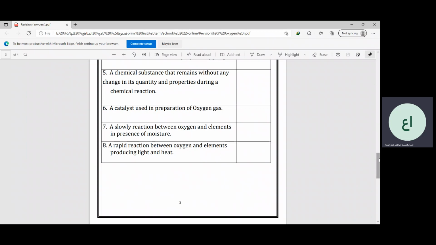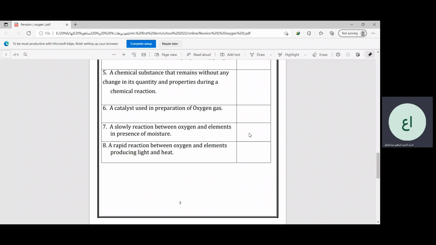اوكي. Number 6: a catalyst used in preparation of oxygen gas. ده اللي أنا لسه قايلة ايه هو الأكسجين ايه هو الكاتاليست اللي هو used in preparation of oxygen gas؟ كان المنجنيز داي أكسيد. بأكد تاني على كلمة داي أكسيد. اوكي، منجنيز داي أكسيد.